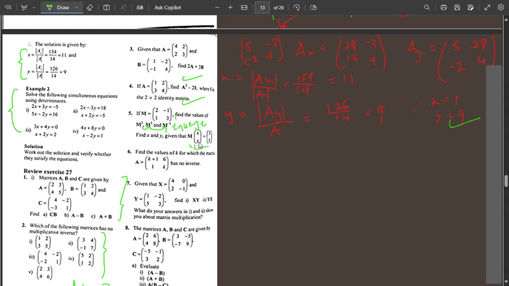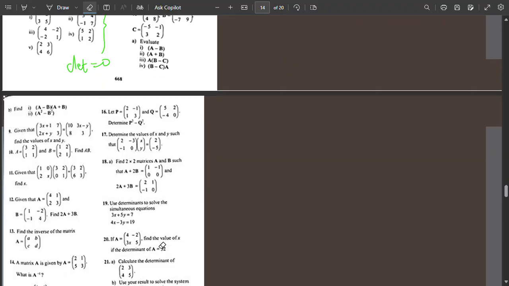Perfect. Find x and y given that M is equal to this. We can find this. Given M, we substitute M here, we multiply, and then we find x and y. It's also simple. This is the keyword here: has no inverse. Has no inverse means the determinant is equal to 0. So you find the determinant of this and equate it to 0. It's so simple. You can solve all of them.